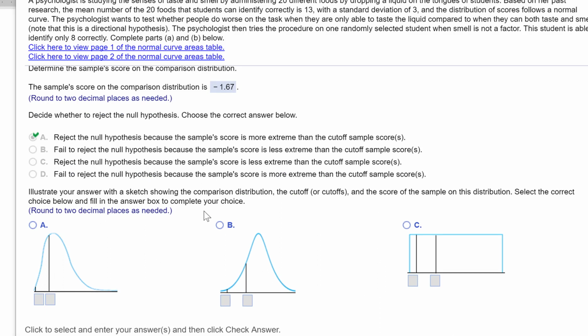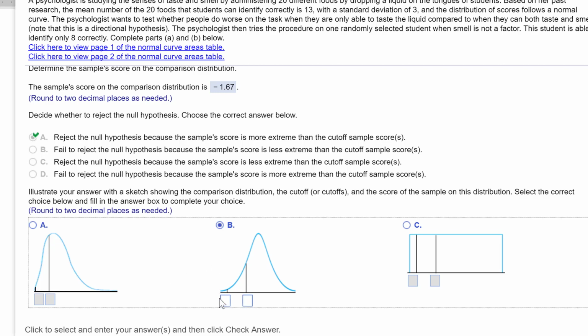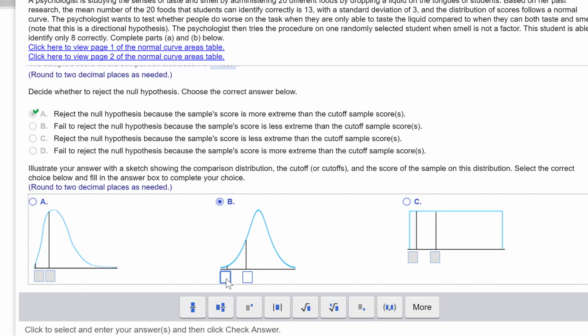Okay, illustrate your answer with a sketch showing the comparison distribution, the cutoff or cutoffs, and the score. So this is a normal distribution, so we're looking at B. And then what values do we have here? They are a little exaggerated. They're not to scale. So we have negative 1.67 and negative 1.64.